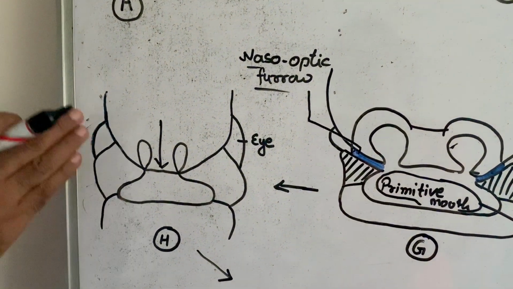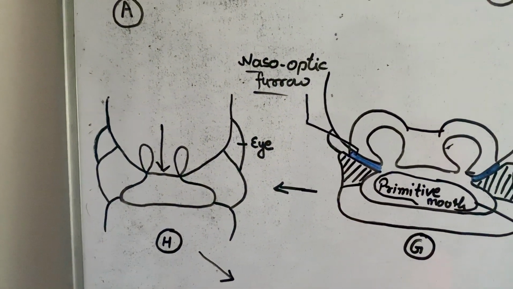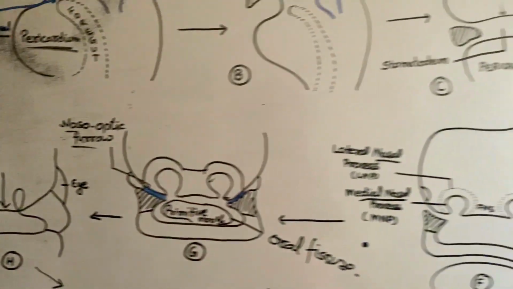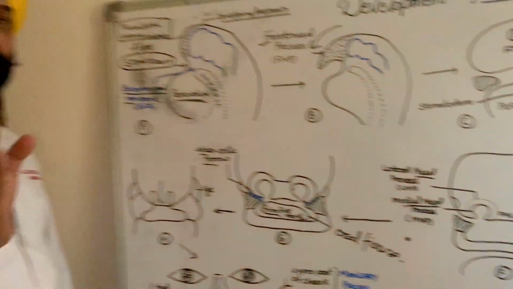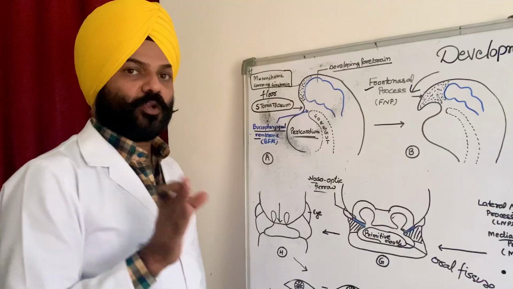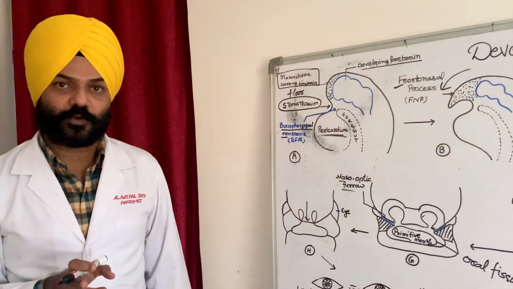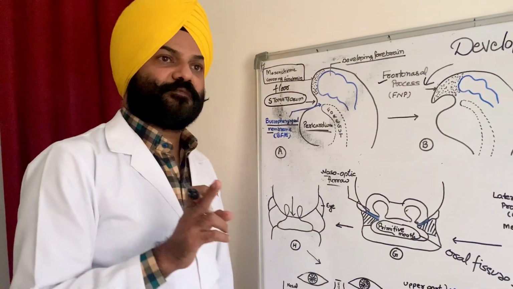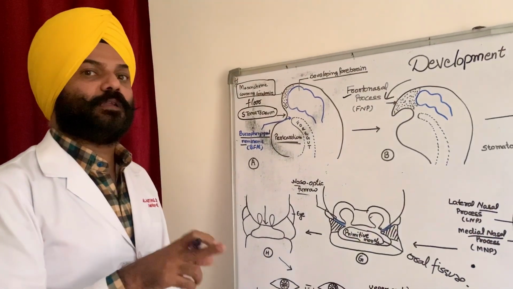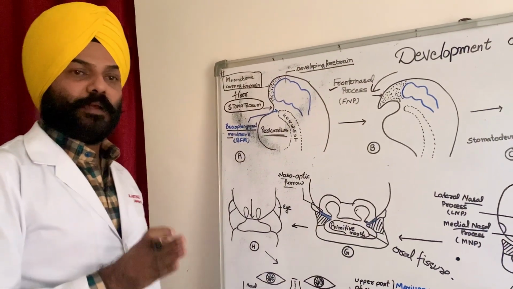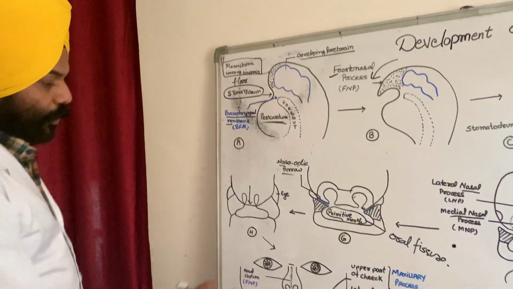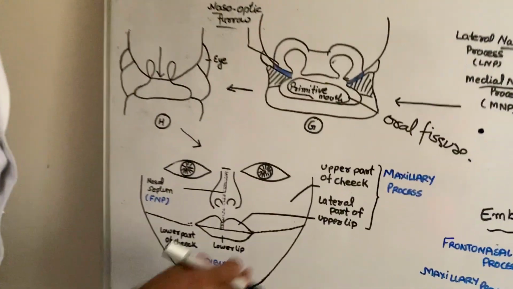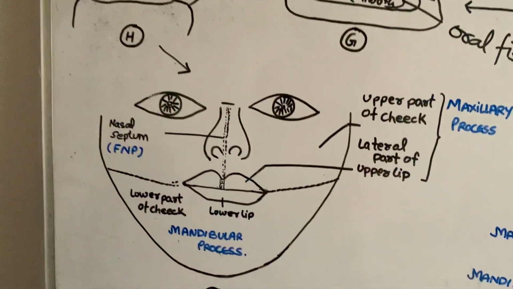face. Now finally, if we look at the complete picture, there are only three parts which form the development of the face. First is the frontonasal process, second is the first pharyngeal arch, which is further divisible into the maxillary as well as the mandibular processes. Now look at this diagram. You can see this is the complete development of the face.